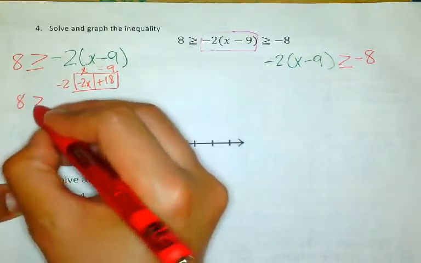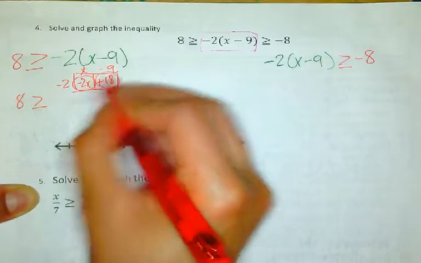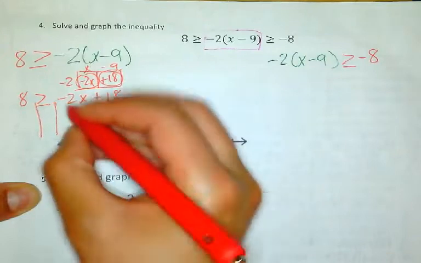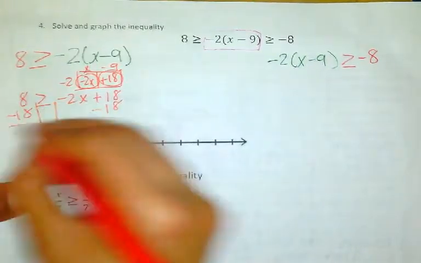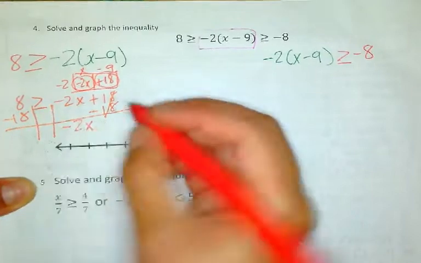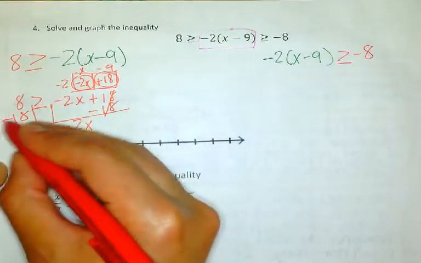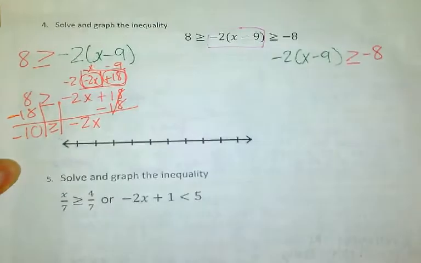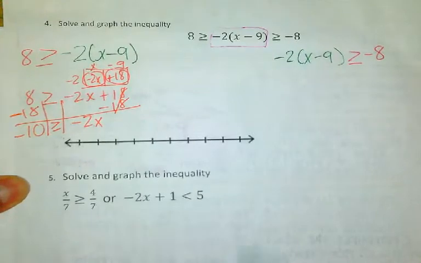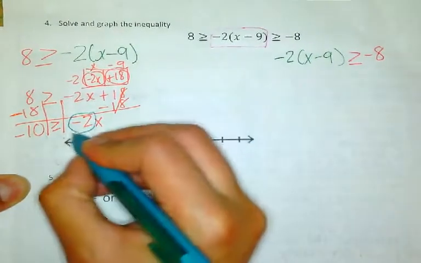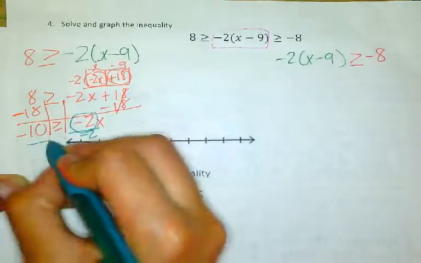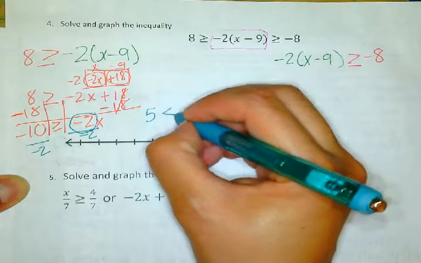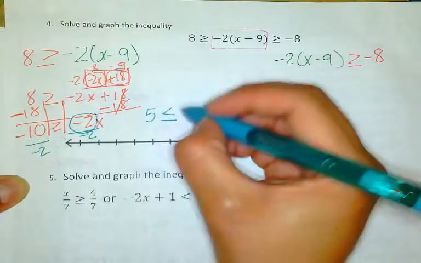So I have 8 is greater than or equal to -2x plus 18. I do inverse operations to isolate the x. And then here, remember, when it's a positive and a negative, you subtract and you keep the sign of the largest. So it would be -10. When I come to this step, I notice that my coefficient is negative. So when I divide, I'm going to divide by a negative. So I must switch the sign. So then I would have 5, and then I would switch it around to less than or equal to x.